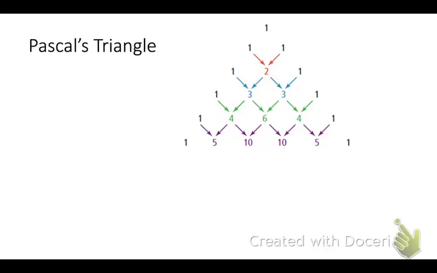Okay, so we have Pascal's triangle. How Pascal's triangle starts is a 1, and then it goes 1, 1. Now 1 plus 1 is 2. And the 1s come down again, and 1 plus 2 is 3. 2 plus 1 is 3. See how it goes?